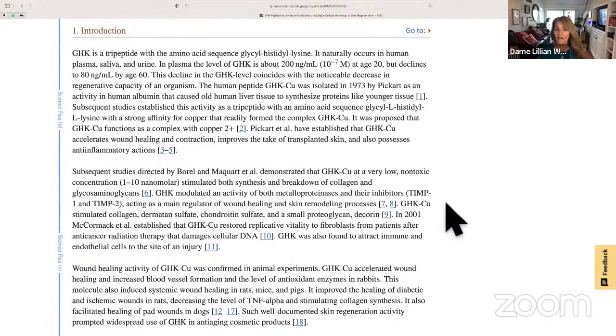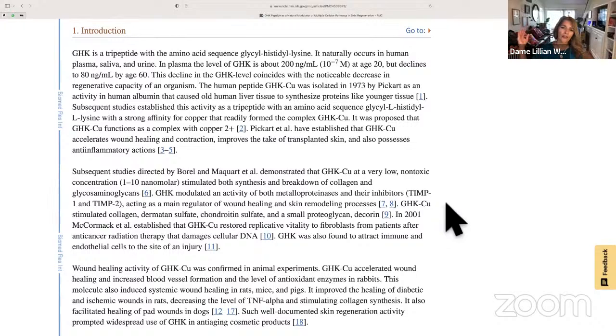In plasma, the level of GHK is about 200 nanograms per milliliter. It says that at age 20, that's about what you have, 200 nanograms. But it declines to 80 by the time you're 60 years old. So you can see that's a significant change from 200 down to 80. It's about 2.5 times less. This decline in GHK level coincides with the noticeable decrease in regenerative capacity of an organism.